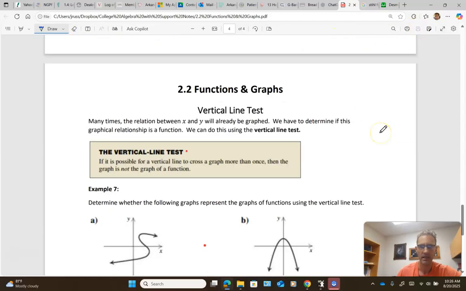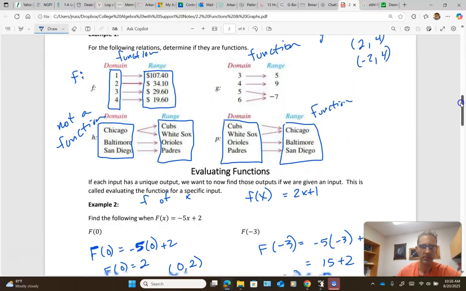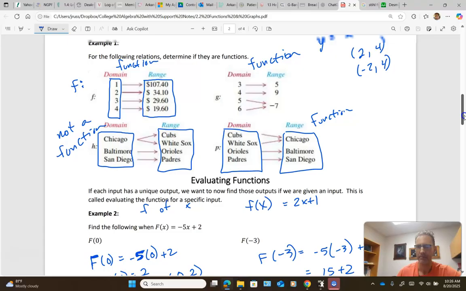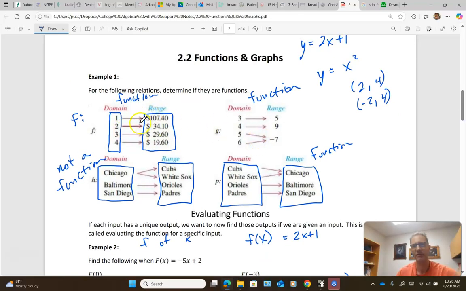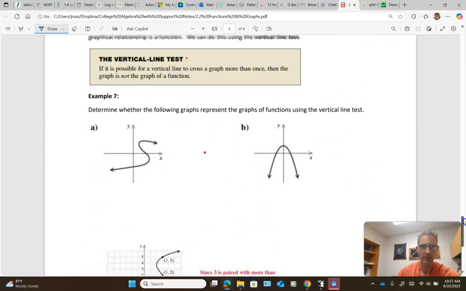Alright, so let's go to the last little subsection here. We've looked at some relations up at the beginning. These were very simple relations, guys. They gave us a domain and a range, and the arrows showed us how those elements from the two sets were related. We had to figure out whether these relations were functions or not. Well, what if we had an equation that was already graphed for us? That's what we're getting to now.